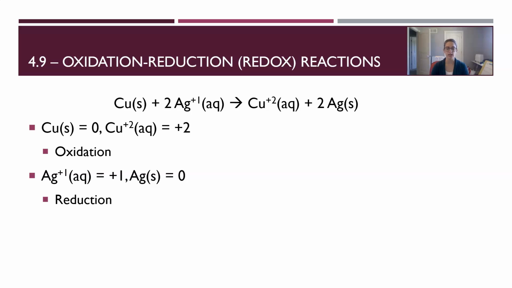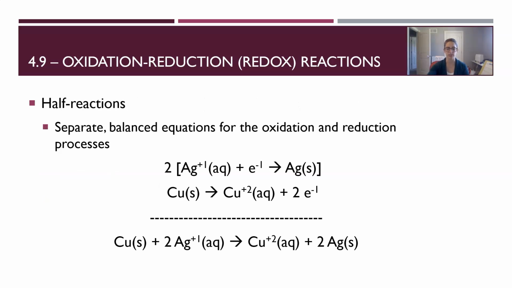Our silver is going from silver plus 1, so an oxidation number of positive 1, to silver solid, elemental silver, so it has an oxidation number of 0. So going from positive 1 to 0 is becoming less positive or more negative, and therefore is gaining electrons, and we call that reduction. Now, if you notice, our overall reaction has 2 silver ions and 2 silvers. So we're going to look at how we got that by balancing half reactions.